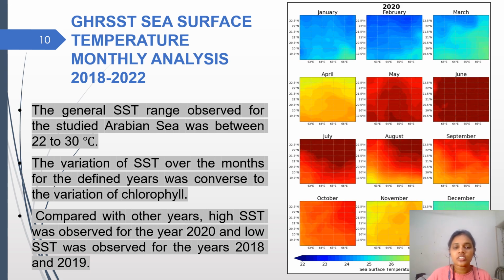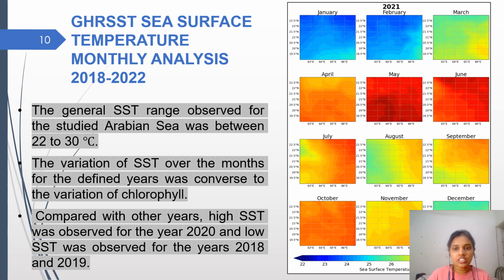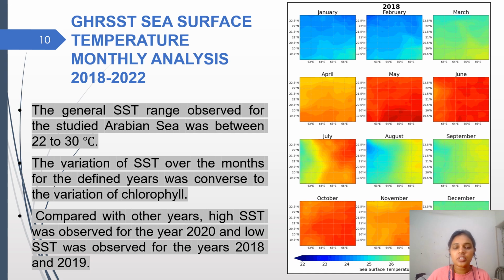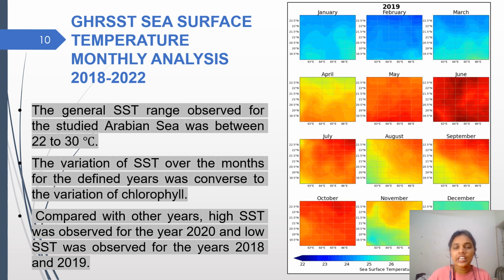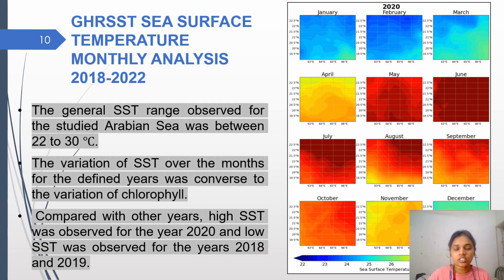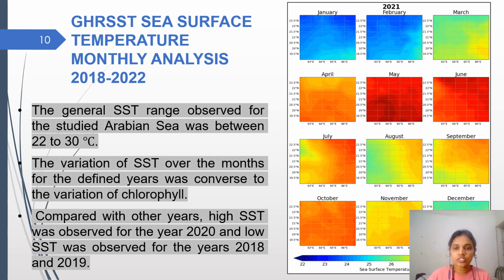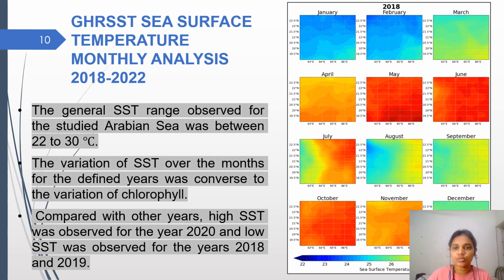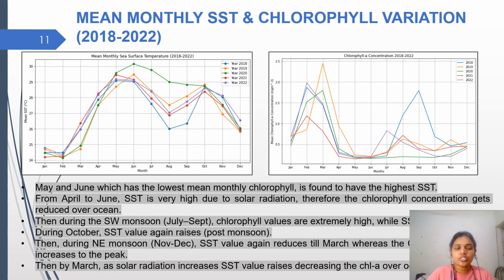The variation of SST over months for these years was just the converse of the variation of chlorophyll. Compared with other years, high SST was observed for 2020 and low SST for 2018 and 19, which are the years having the highest chlorophyll. So these are the mean monthly SST and mean monthly chlorophyll variation plots.